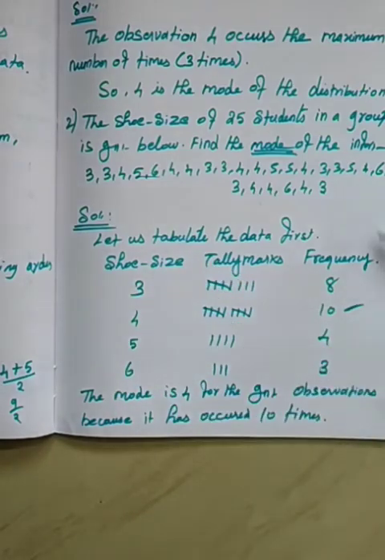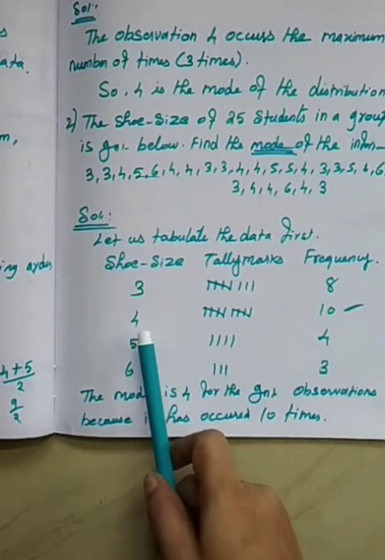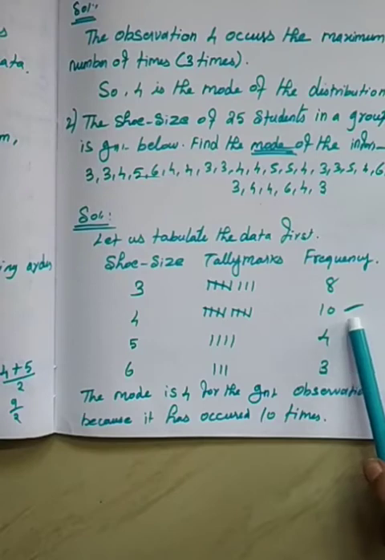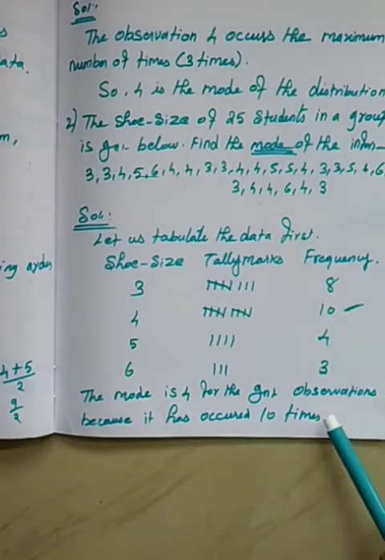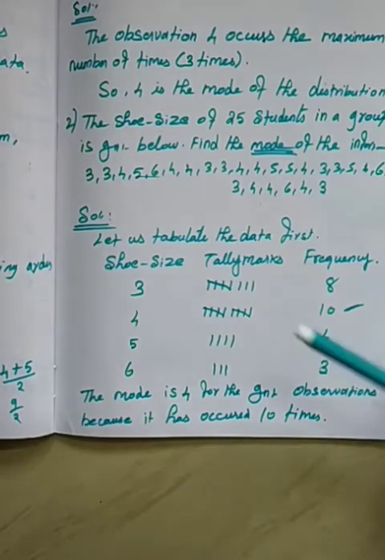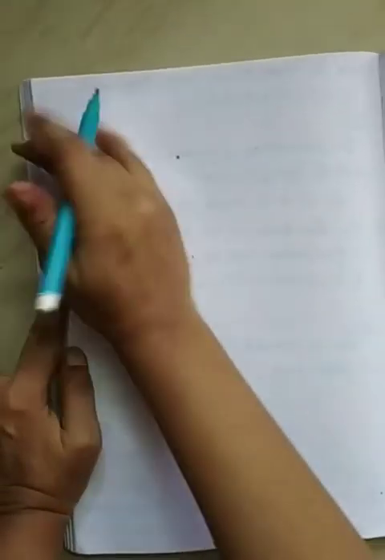See in this table, which value is highest? Shoe size 4, which appears 10 times. So the mode is 4 for the given observations because it has occurred 10 times. So 4 is the mode of the given data. Everybody clear? See the next problem.